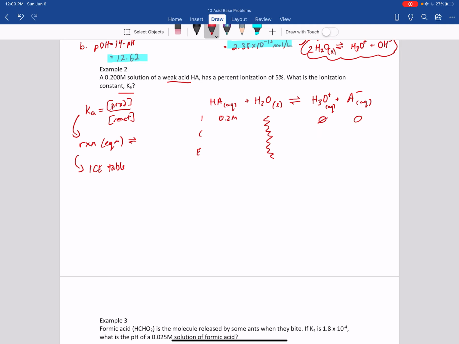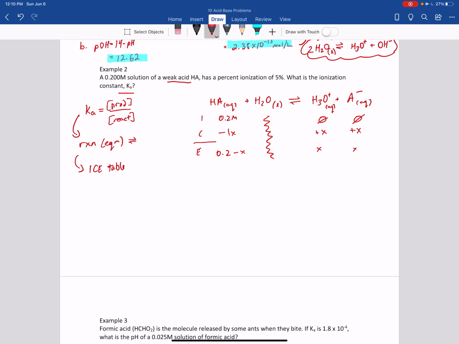And we have 0 of the initial products. There's no common ion here. So we lose reactants and we gain products. Everything's a 1-to-1 ratio, which is nice. We have x and we have x. And again, we get the E column by adding I and C. So 0.2 plus negative 1x equals 0.2 minus x.